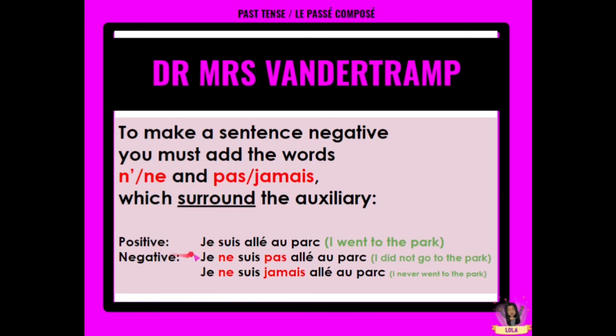So over here in the positive, we see je suis allé au parc. I went to the park, and this is obviously a boy who's speaking because we don't have the extra E on the past participle. To make it negative, that's the auxiliary, so we surround it with ne and pas or ne and jamais. Je ne suis pas allé au parc. I did not go to the park. Je ne suis jamais allé au parc. I never went to the park.